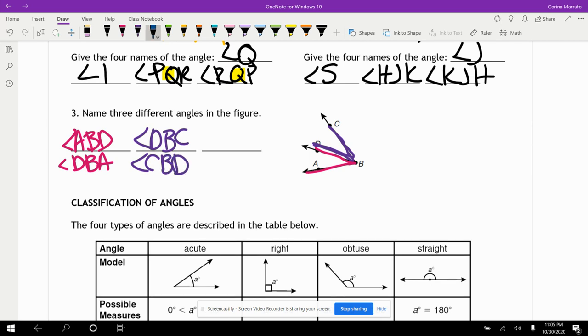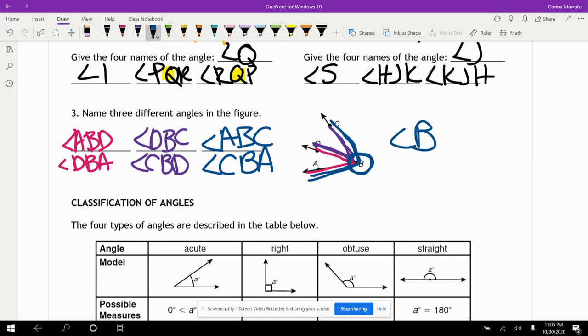And then the third angle is the whole thing from A to B to C. That's why you need 3 letters sometimes. Angle ABC, or if we went in the opposite direction, it would be CBA. Because they all have vertex B, it can be any 3 of those angles. So that's why you can't just say angle B. You need to verify which angle you are talking about. Are you talking about this little section right here?